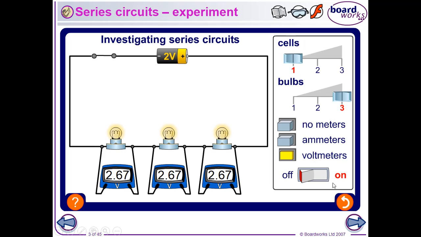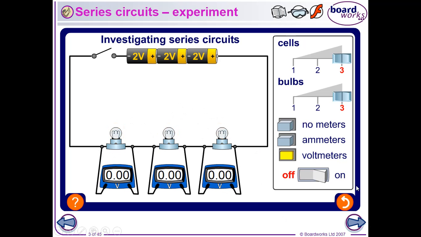If we connect up the voltmeters, this is wrong. That should be 0.67. If I switch on this circuit, here I've got 4 volts, and if you add 1.33, 1.33, 1.33, we will get 4 volts. So this 4 volts is split between the 3 bulbs. And here we've got 6 volts, and 6 volts is split between each of the bulbs.